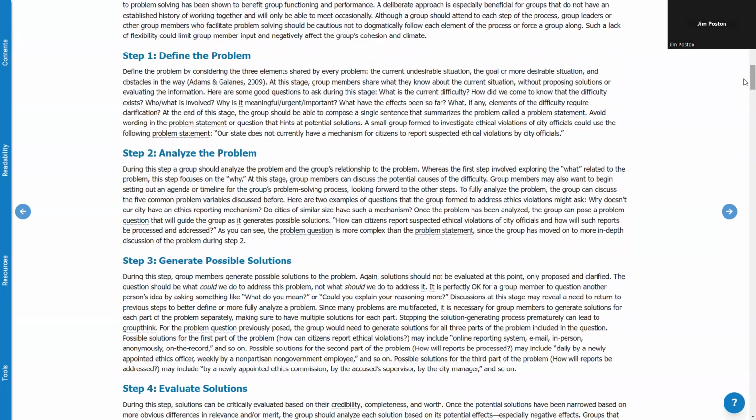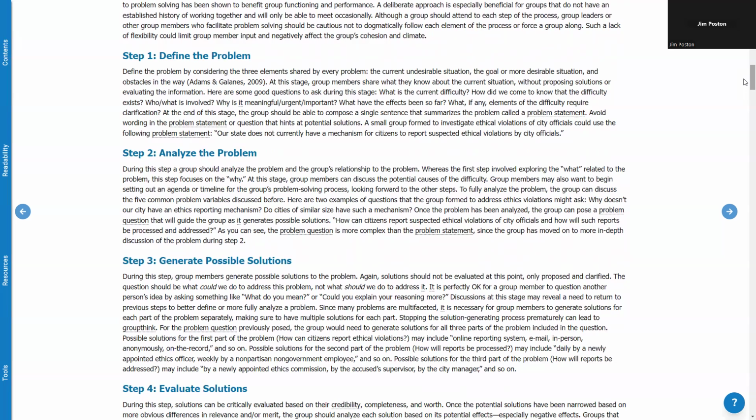What is the current difficulty? How did we come to know that the difficulty exists? What is involved? Why is it meaningful, urgent, important? What have the effects been so far? What, if any, elements of the difficulty require clarification?